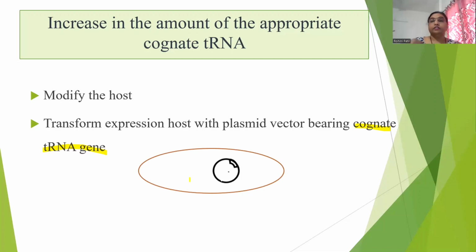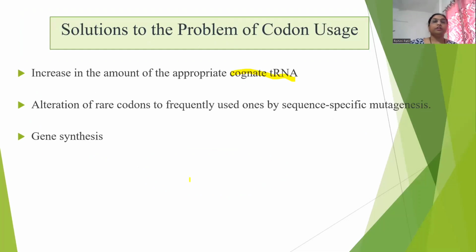And the problem of incorporation of the wrong amino acid and truncation of the polypeptide can be overcome by alteration of the rare codons to frequently used ones by sequence-specific mutagenesis, that is site-specific mutagenesis. You may also call it gene designing, or you may directly do gene synthesis.